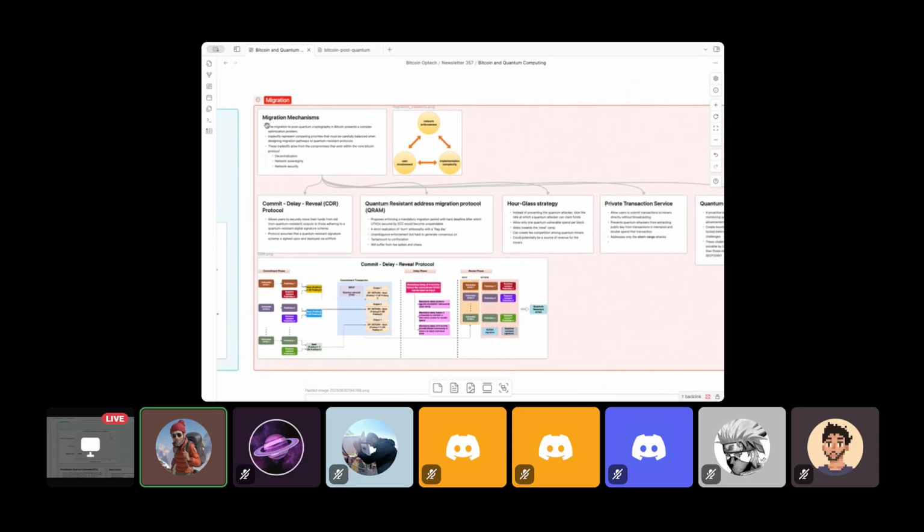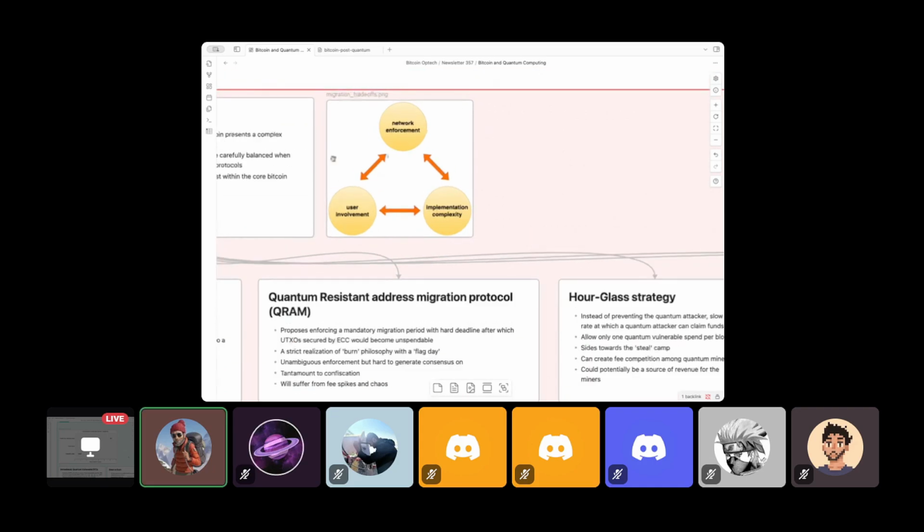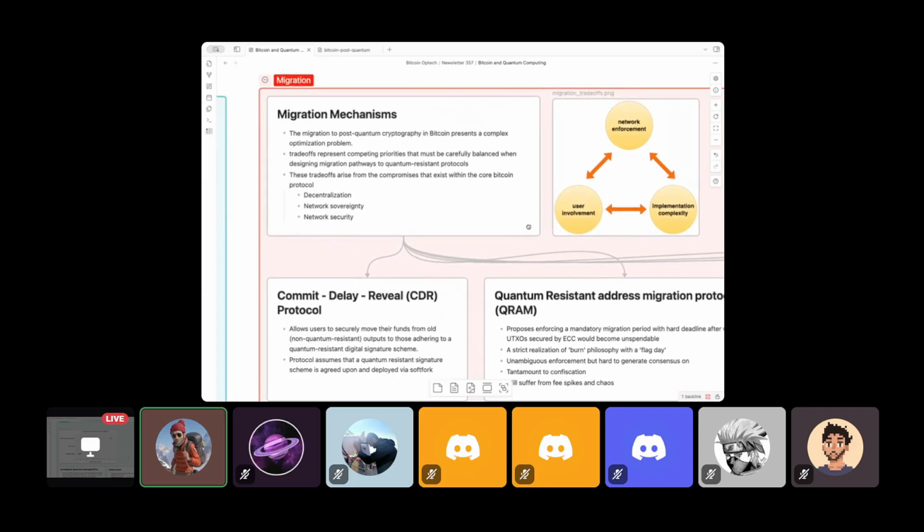Yeah, let's continue with the migration mechanisms that we have in our hands right now. There is work being done, so nothing is final. These are all about finding a balance between network-wide enforcement, how deep or how involved the user should be in the migration process, and the implementation complexity. These are factors that pull each other in opposite directions, so the process has to find some sort of middle ground among these three factors. That's the whole idea behind discussing different migration mechanisms.